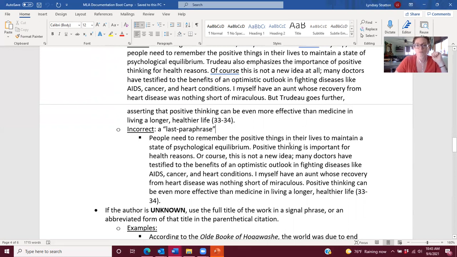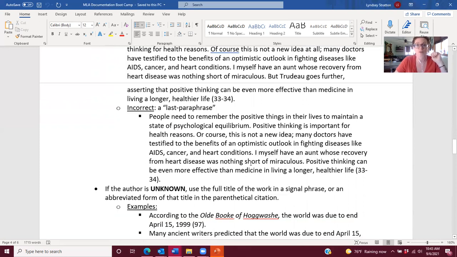You don't want to include yourself, like right here, I myself. Research papers are supposed to be research-based, not opinion-based. If you put I in first-person statements, it's going to turn your research paper into an opinion-based paper.